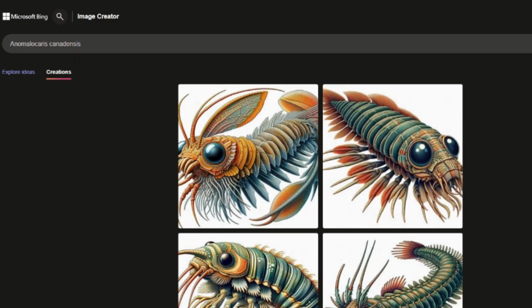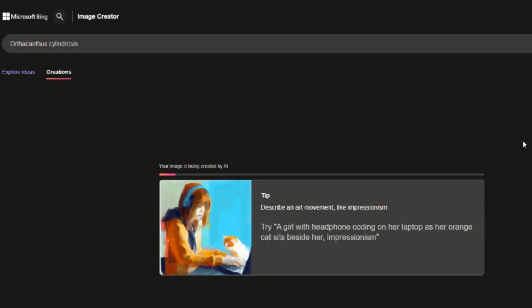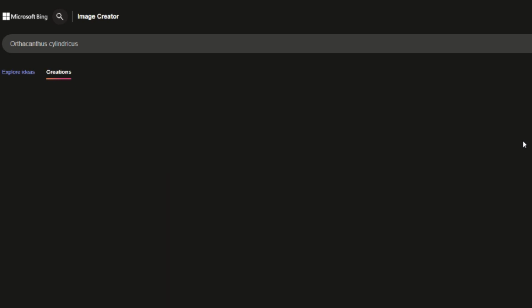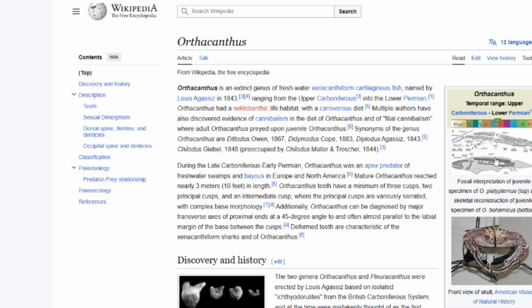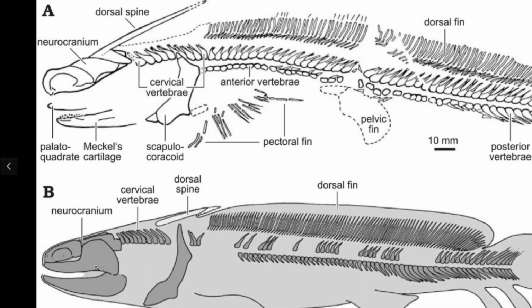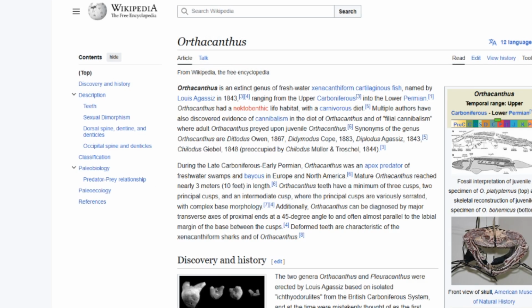It's whatever. Orthacanthus cylindricus is a fish. A distinctive fish, but a fish. So I expect to see a fish. That's a shark. Not a fish. Do you see the difference? Do you see the difference? This is it.